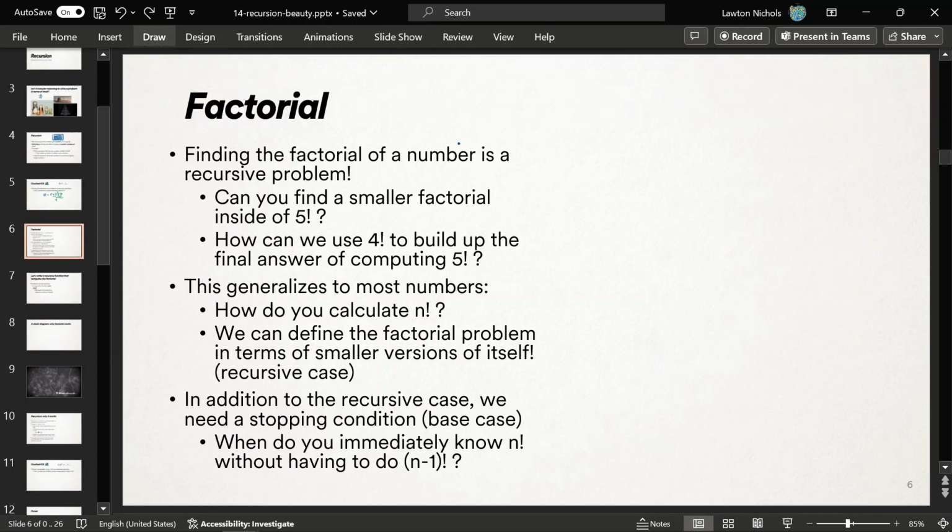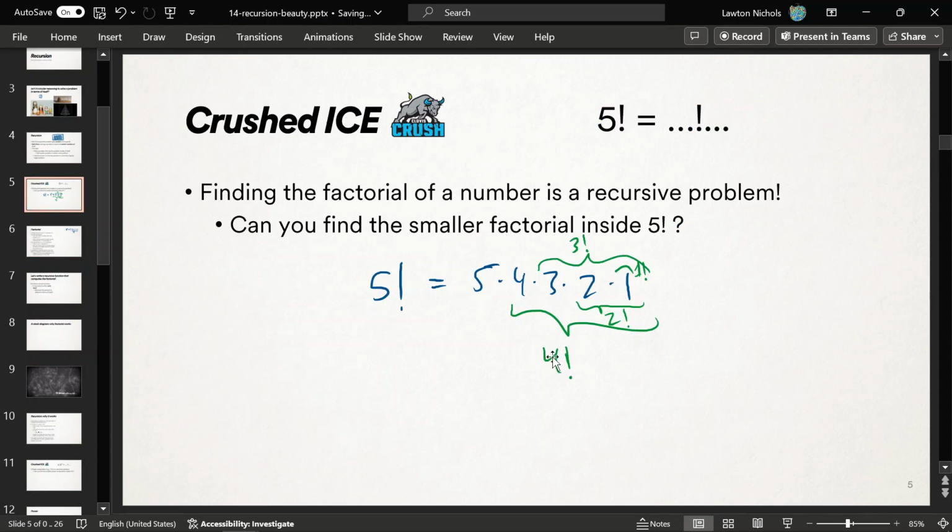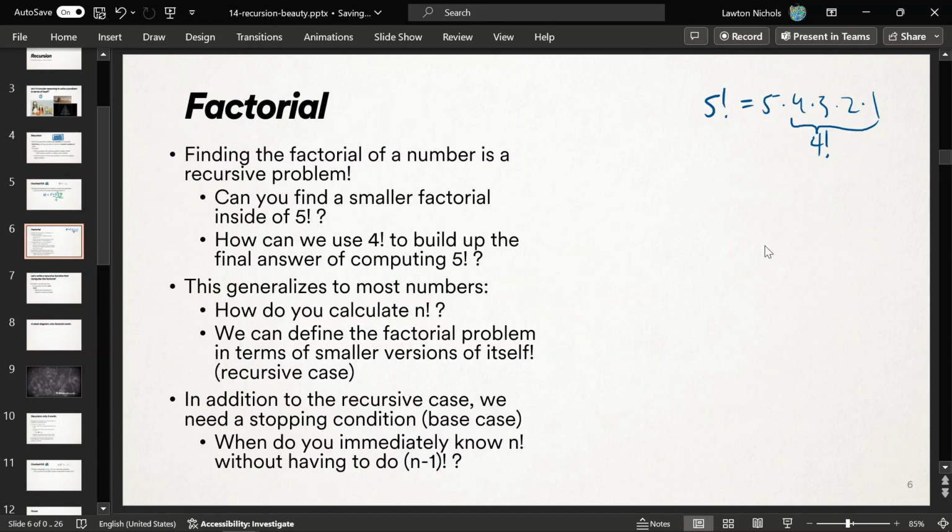So yeah, finding the factorial of a number is the recursive problem. We noticed that 5 factorial is equal to 5 times 4 times 3 times 2 times 1. Sure, but we found a smaller factorial. We found 4 factorial. Usually when you have a recursive problem you're trying to solve, you want to find the next smallest one. It is cool that they're all there, but you want to find just 4 factorial. You're looking for the next smallest one. So, you found it.